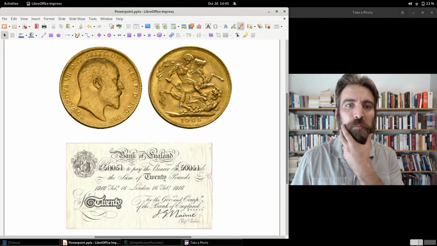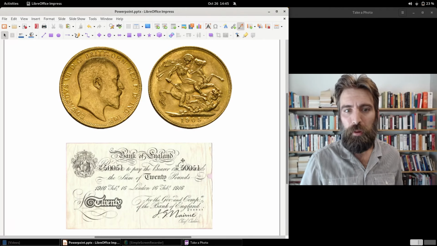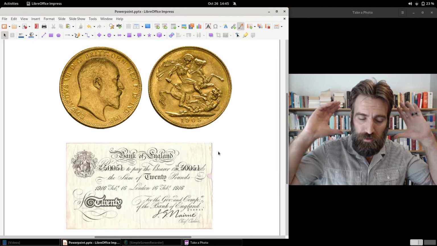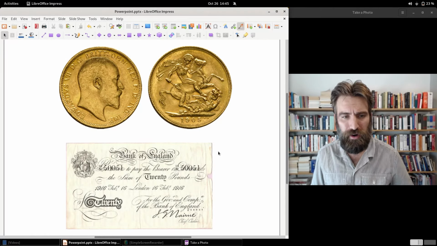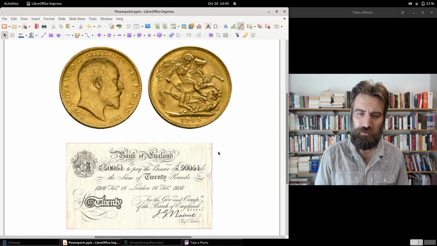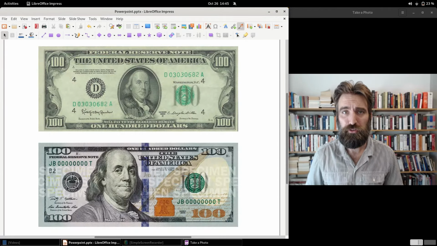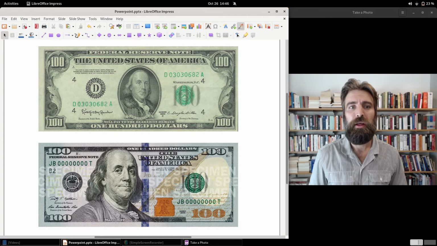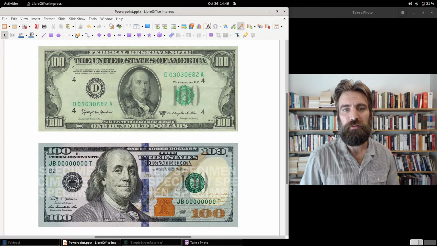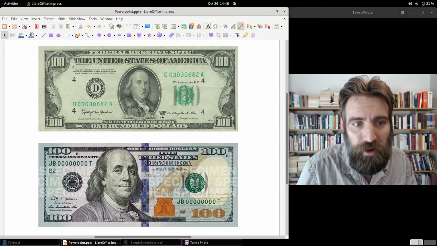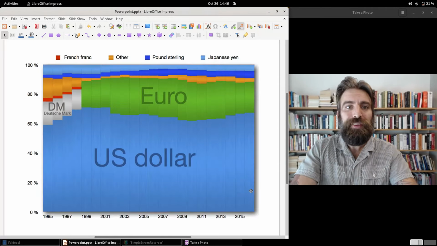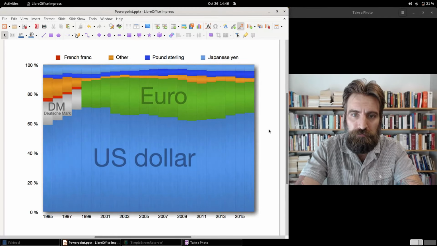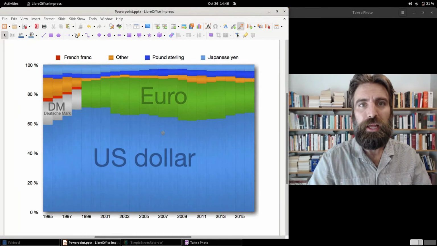Here's an old British sovereign, the Bank of England note. The British pound was the predominant world reserve currency. The franc and the German mark also were held as reserve currencies, but it was all about the pound. And World War II happened, and since World War II, the U.S. dollar has been a predominant world reserve currency. There's a U.S. $100 bill from 1950, $100 bill from 2009. Now, like I said, the U.S. dollar is not the only reserve currency around the world.